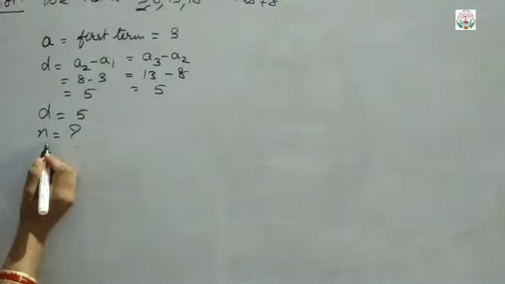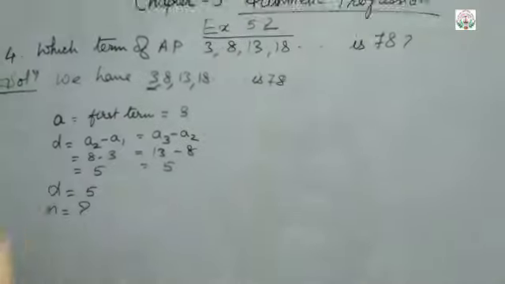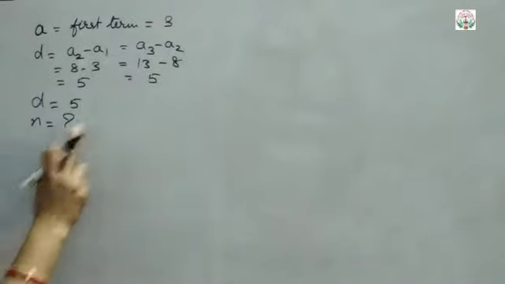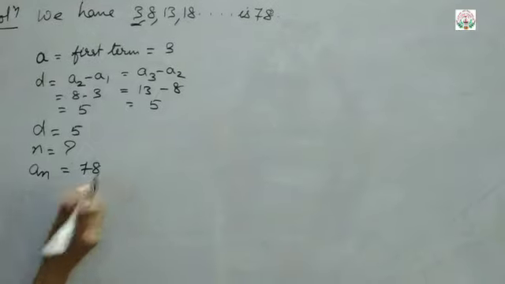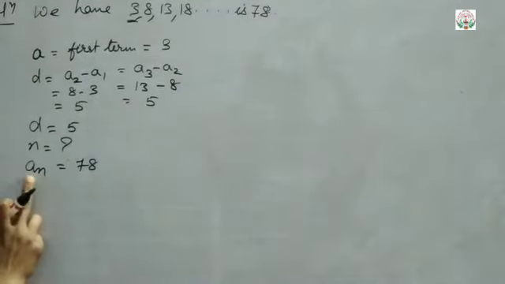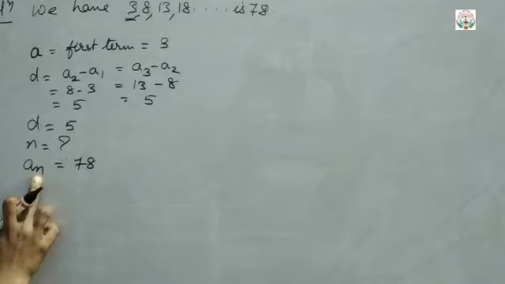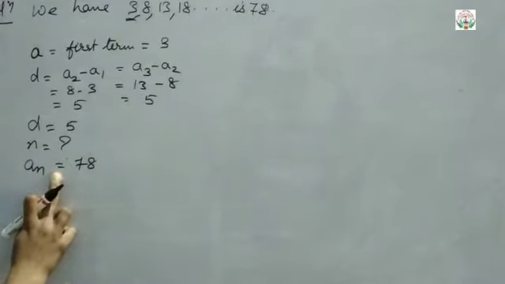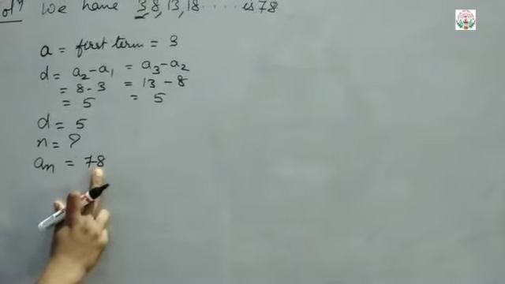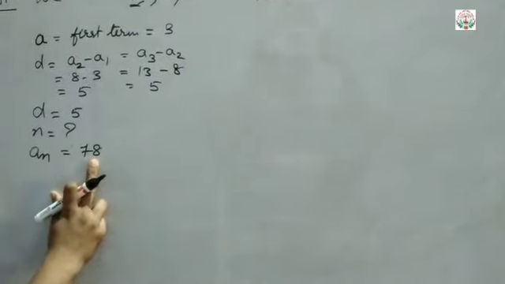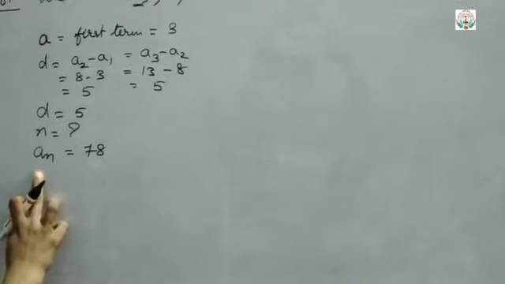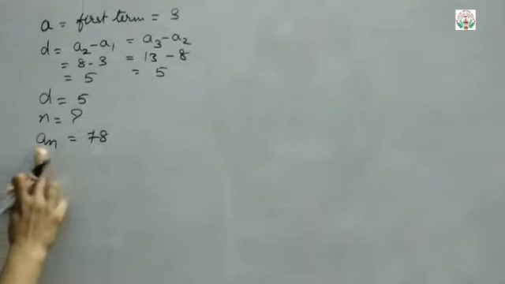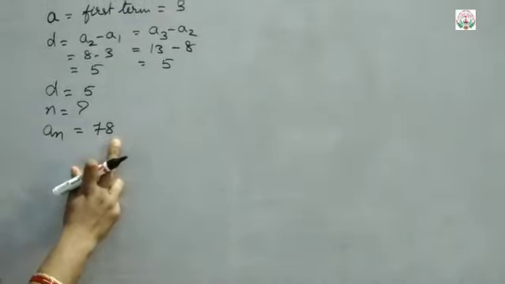And we have to find n, because n-th terms are there. Which term is it? So the nth term you have to find, where which term of the AP is 78. That means An is given as 78. Let 78 be the nth term of the series. We are assuming that 78 is the nth term of the AP. So An will be equal to 78.